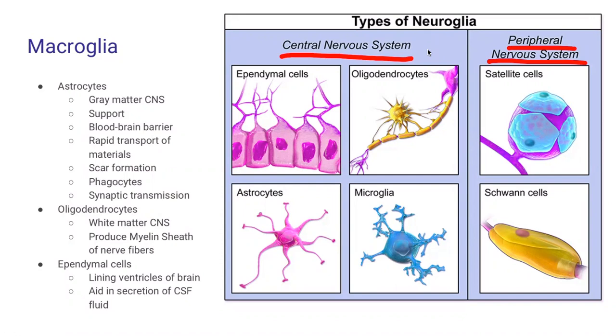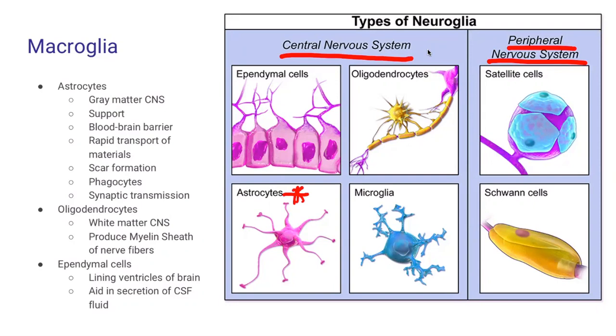They're going to really take care of the neuron and provide it with support and rapid transport of materials, making sure that the neuron has all of its nutrients, and it's going to phagocytize anything that might be harmful, and it's really just going to maintain the neuron. And that's these right here. They kind of look like stars. They're also going to maintain the blood-brain barrier.